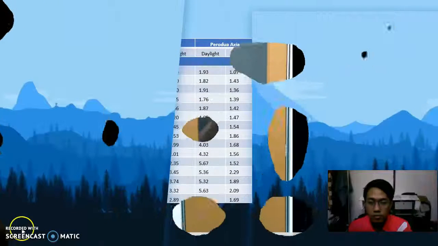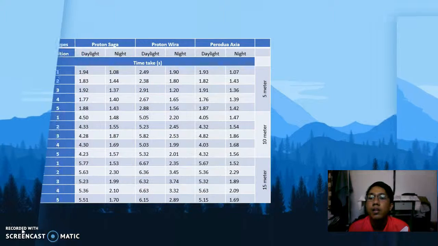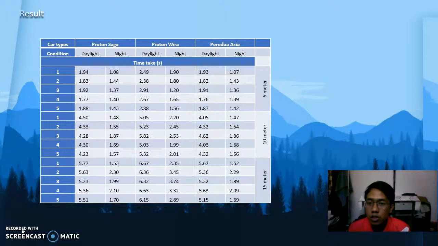Thank you. Next slide is our result. This table shows the time taken for these three cars at several distances, which are 5 meters, 10 meters and 15 meters, for two conditions, which are daylight and night.